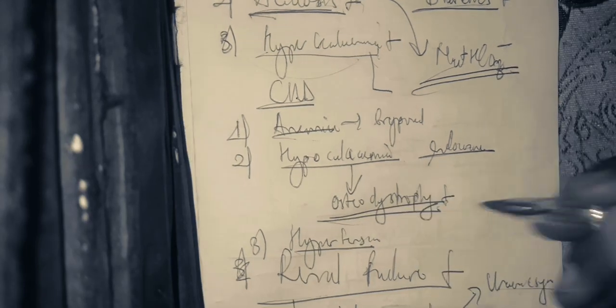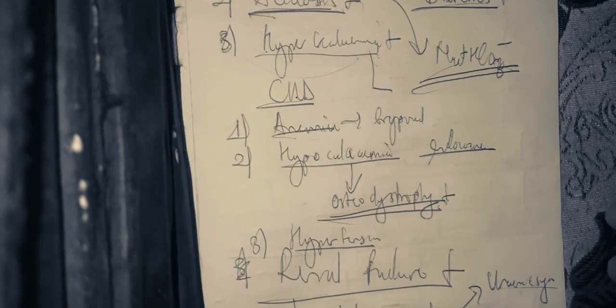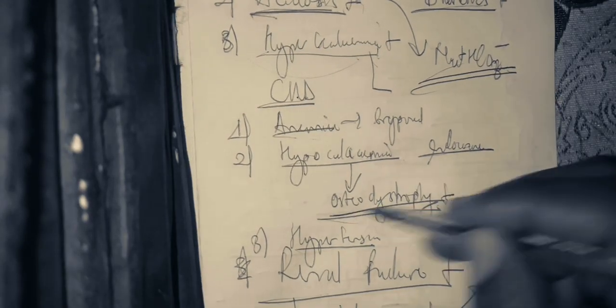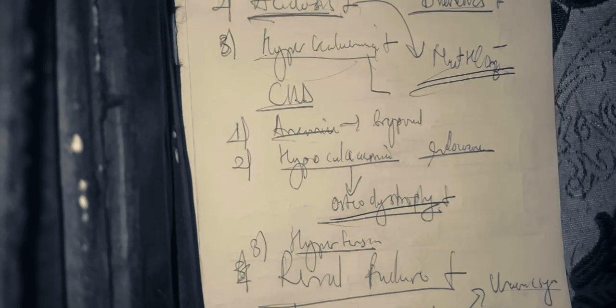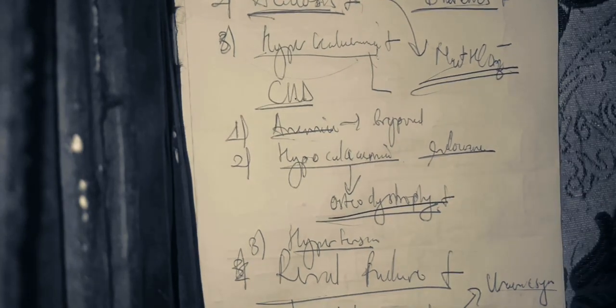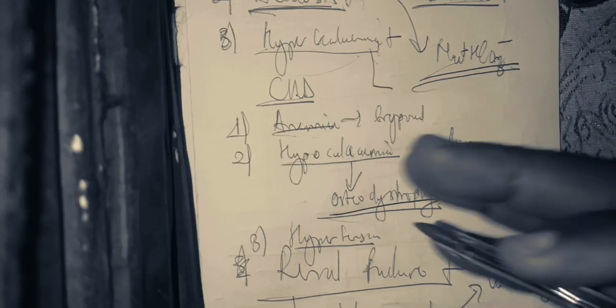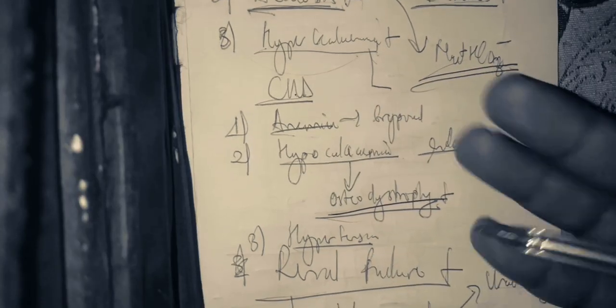For the osteodystrophy, you just need to manage the calcium, and you also need to transplant the patient. That is in the case of the management of chronic kidney disease. So this one is not more at this level.